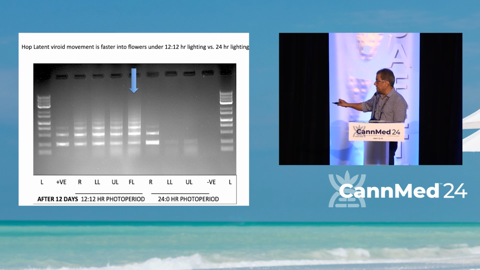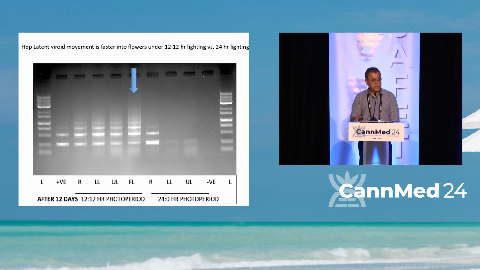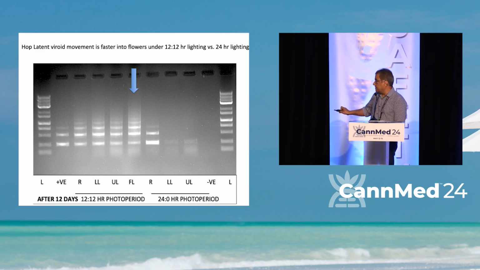But look what happens in the 12-12 cycle. Every single part of the plant is infected. So something has happened in the process of flowering, the physiological changes that occur during a flowering cycle that actually causes this viroid to spread and multiply and replicate considerably into these flowering tissues.